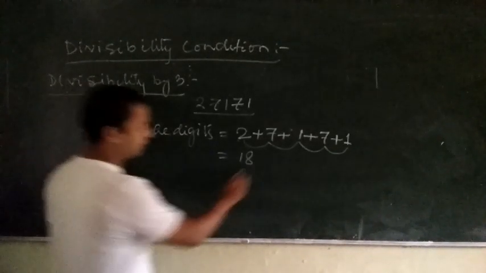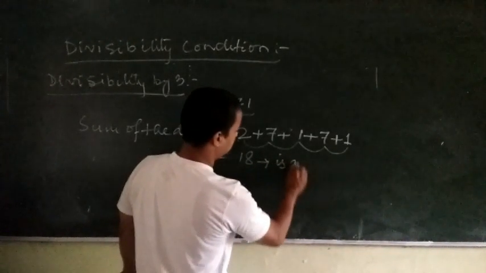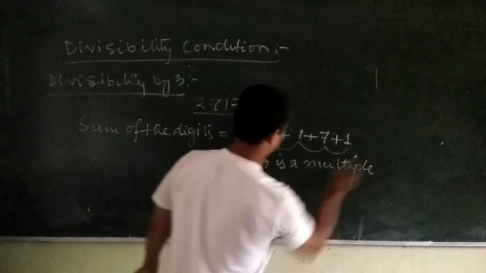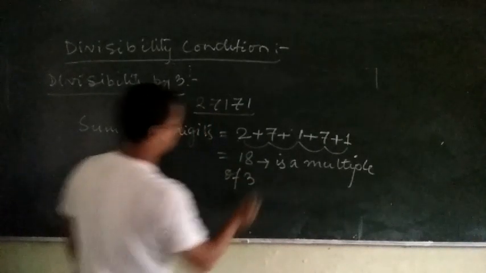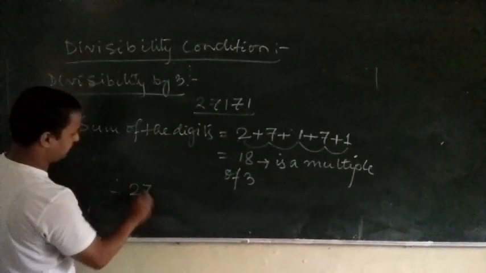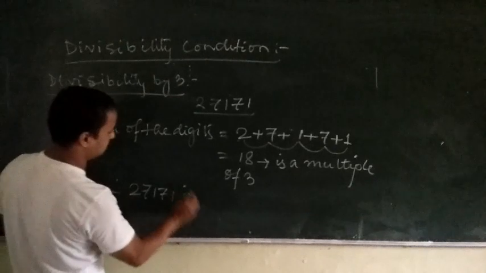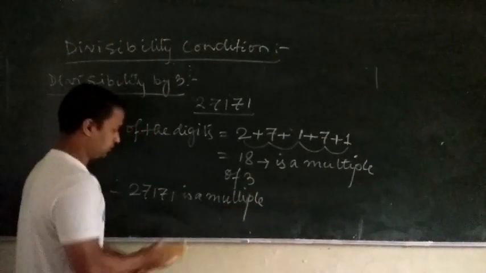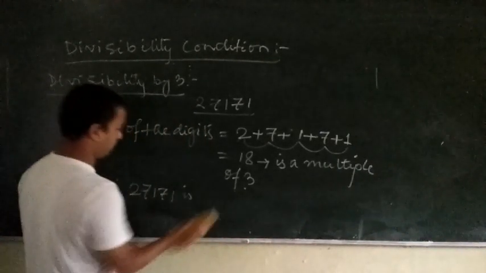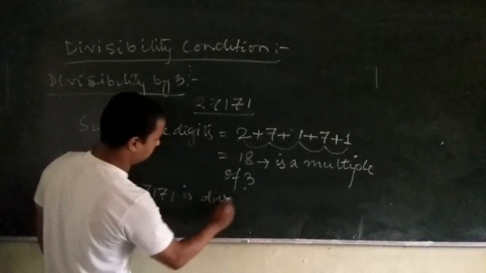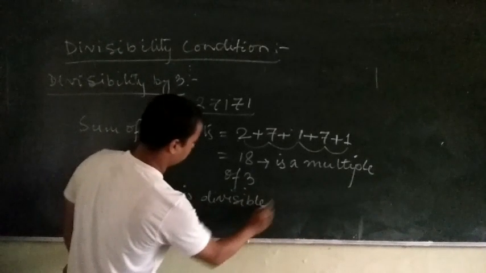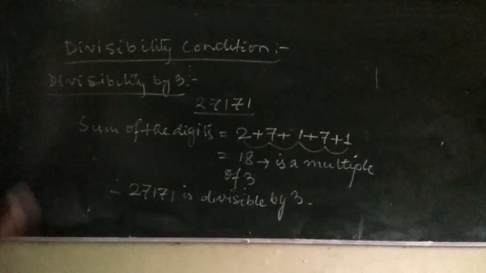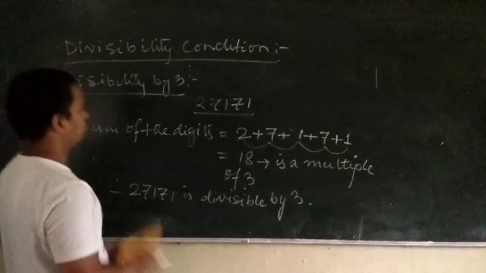So 18 is what? It is a multiple of 3. So therefore 27171 is divisible by 3. Okay.